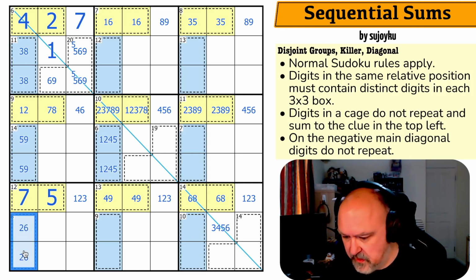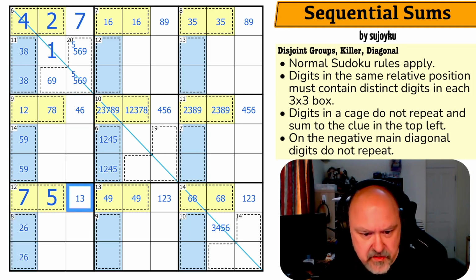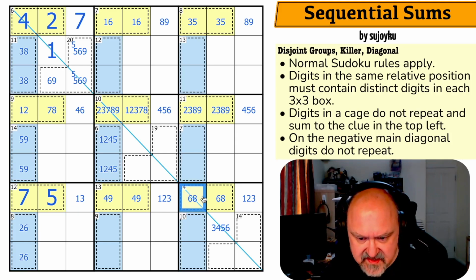Shoe fly, you're bothering me. Fly. There's no 2 there. This 6, 8 takes 6 out of there.